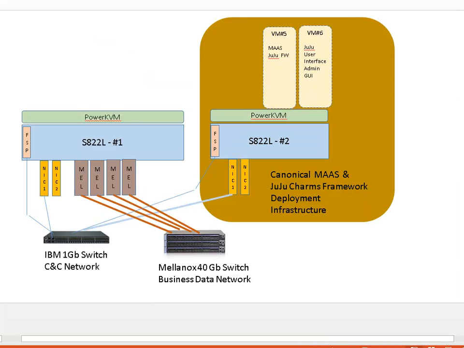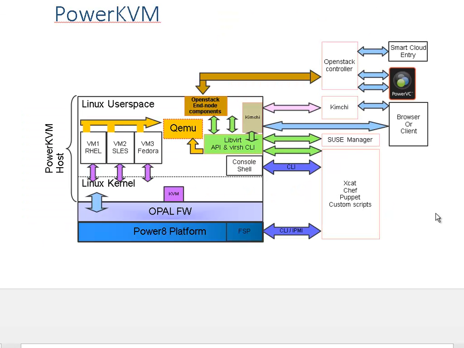The demonstration utilizes the hardware topology shown. The system on the right is hosting Canonical's MAS and Juju deployment infrastructure. The system on the left is the target system where the TurboLamp stack will be deployed and is configured with the Mellanox 40 gigabit per second LAN network components.